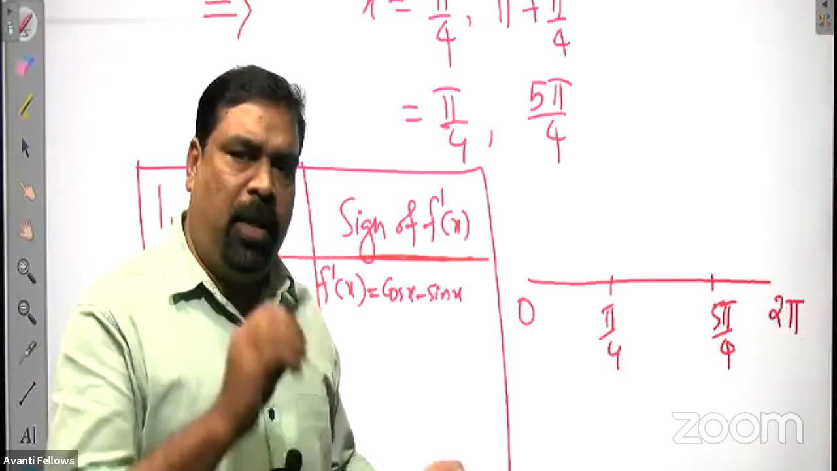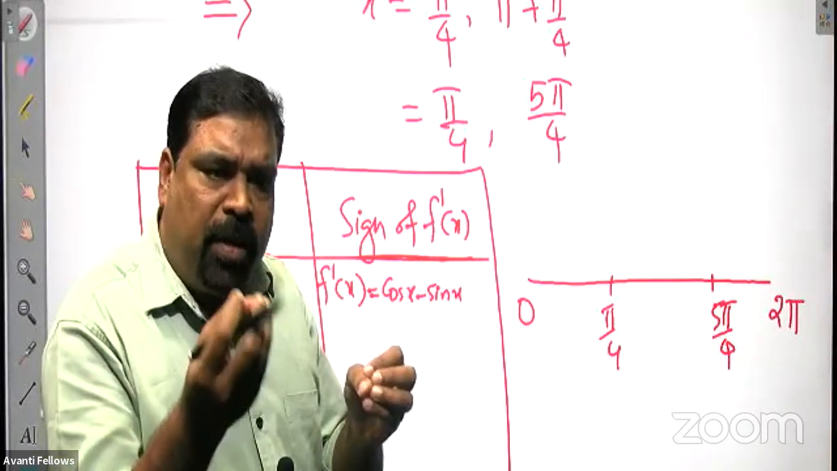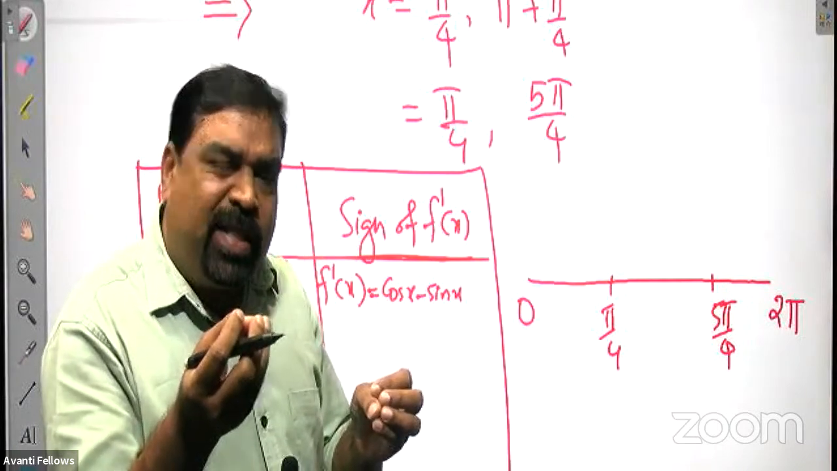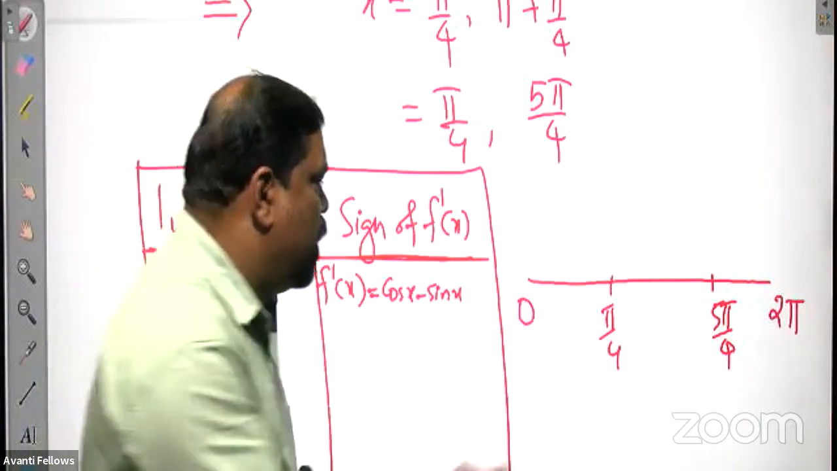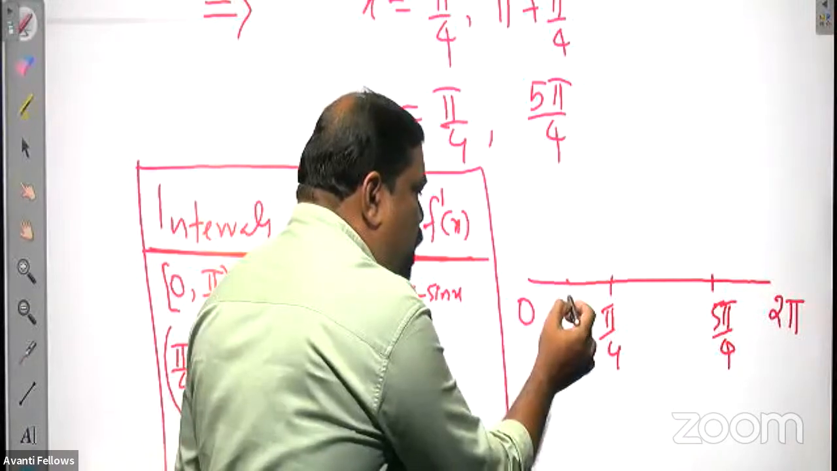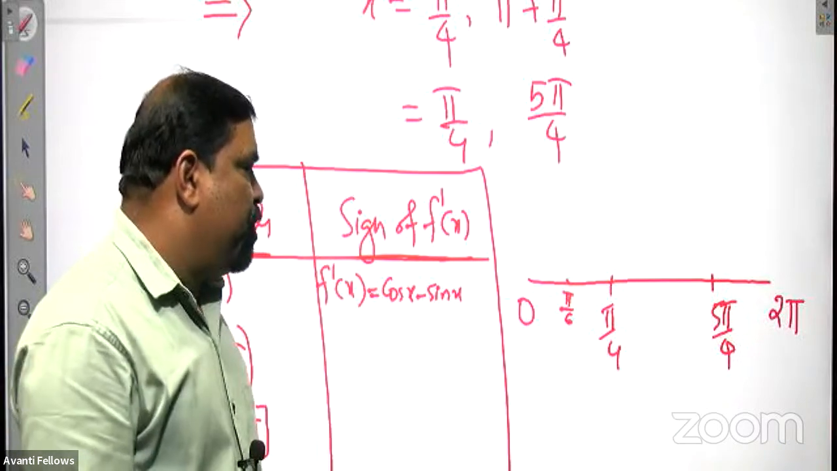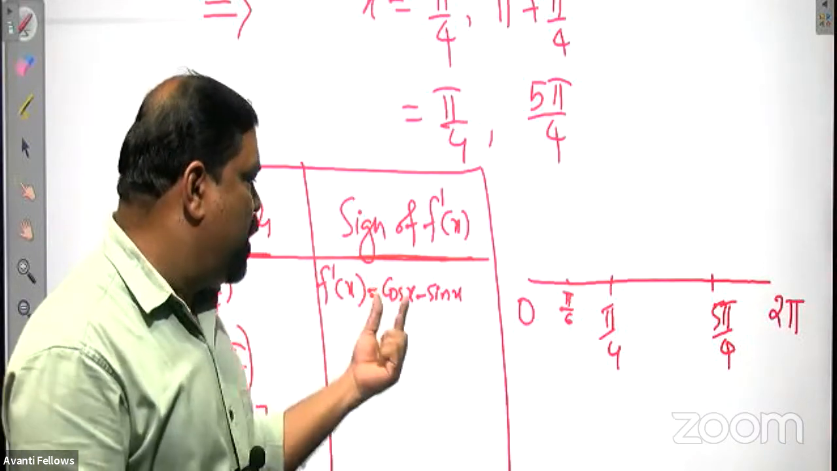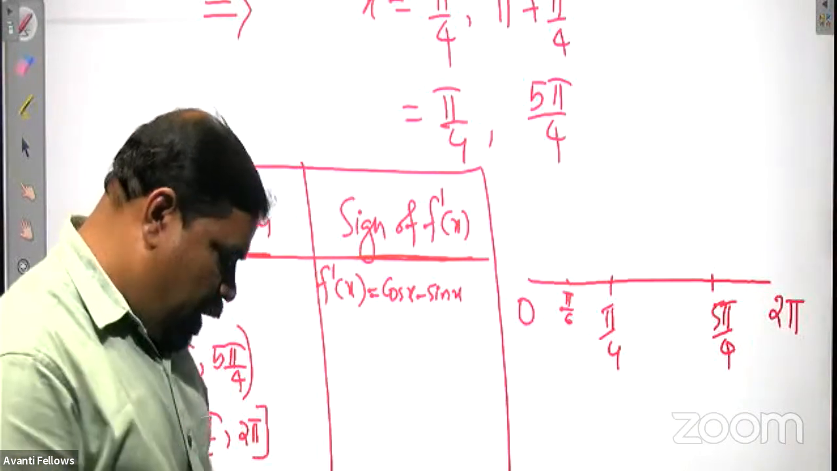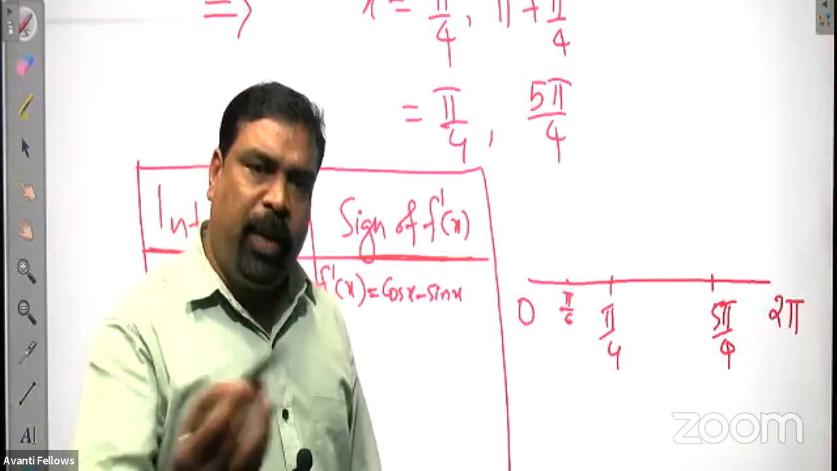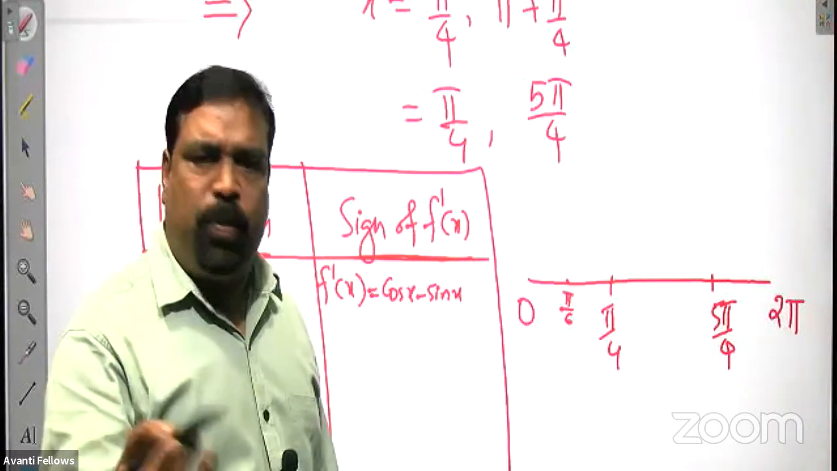0 to pi by 4 means in between 0 and 45 degree. In between, there is a standard angle, 30 degree. That is pi by 6 in terms of radian. So put x equal pi by 6. Then f dash x is cos pi by 6 minus sin pi by 6. Cos pi by 6 is root 3 by 2, and sin pi by 6 is 1 by 2. Root 3 by 2 minus 1 by 2 is very clearly positive.